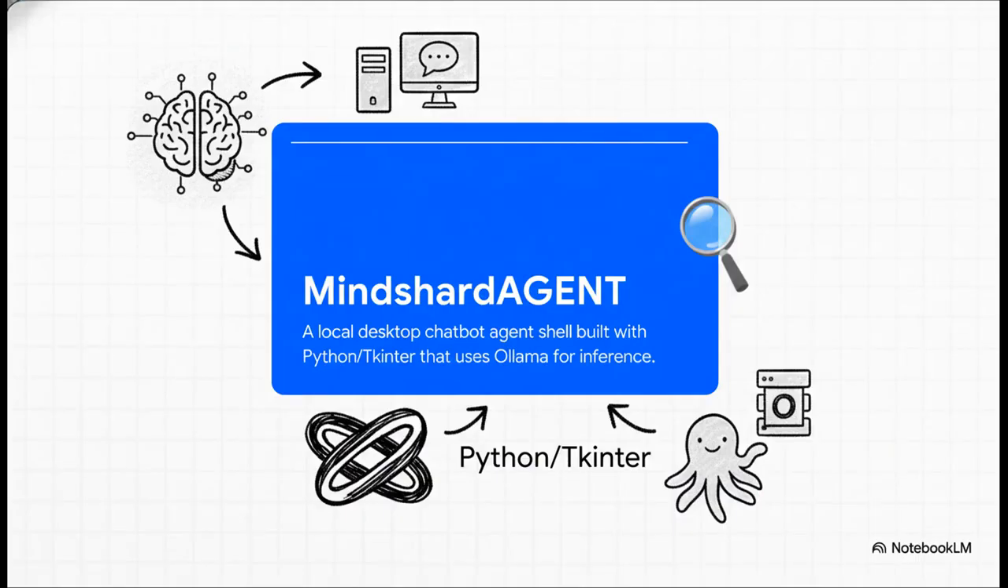Well, at its core, MindShard Agent is a desktop chatbot built with Python. But the key word here is local. This whole thing runs entirely on your machine. It uses AI models through a system called Ollama, which means you have total control and actual privacy.